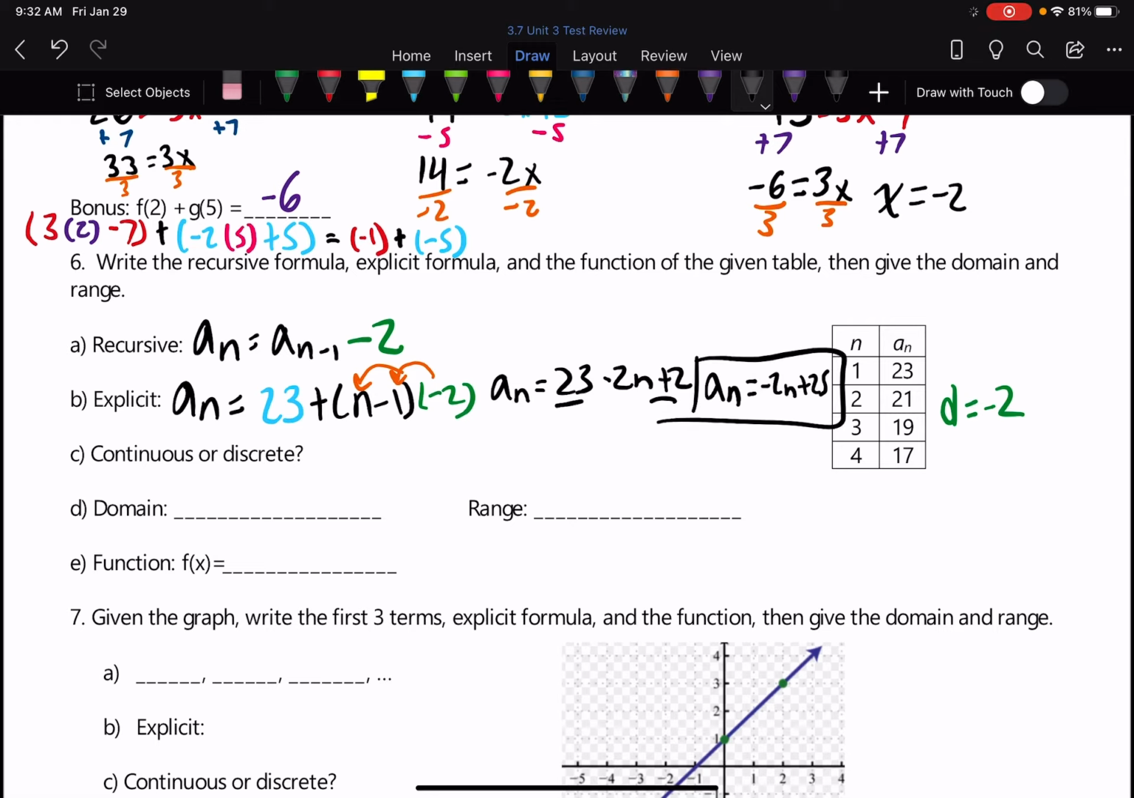It asks if it's continuous or discrete. Because it's a sequence, it is discrete. That means they're not connected. Our domain is 1, 2, 3, and 4. These are our term numbers. The range is going to be the actual terms. So I've got 23, 21, 19, and 17. And if I write this as a function, I'm going to take my explicit form. Anywhere where I see an n, replace it with x. So it's going to be negative 2x plus 25.